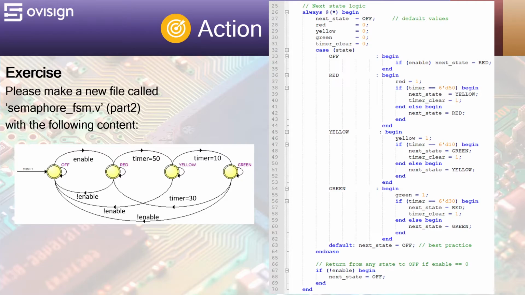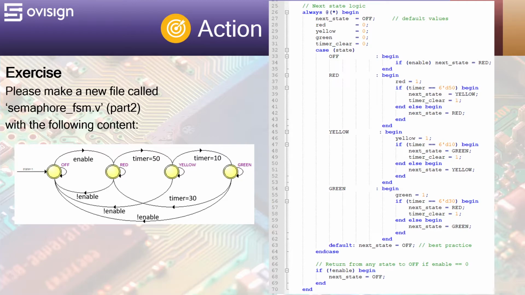At line 32, we have a case of state that decides the transitions. Always use case of state, not case of next state, because this could lead to errors. In this block, next state has to be only in the left-hand side. At line 33, we say what happens when we are in the off state. If enable is set, then next state will be red. Otherwise, this line of code won't execute and the next state will preserve its value from line 27.